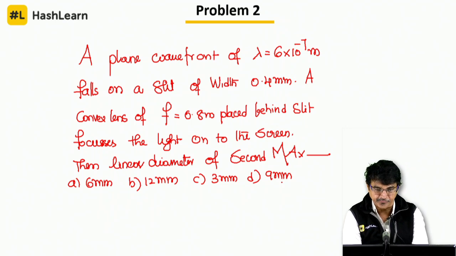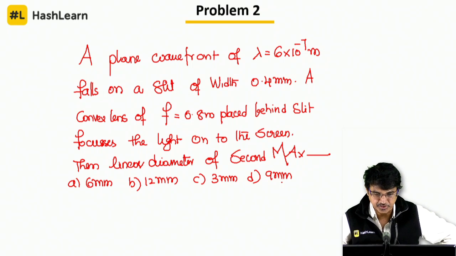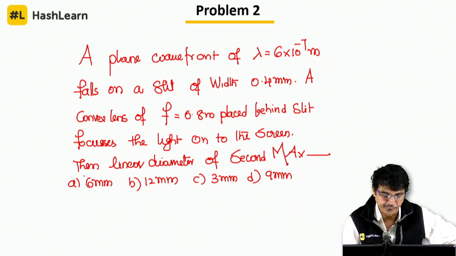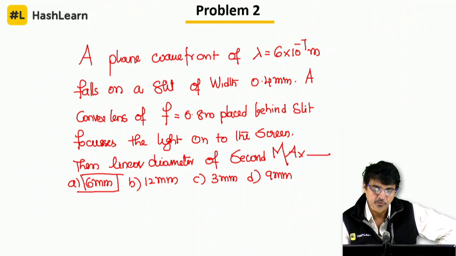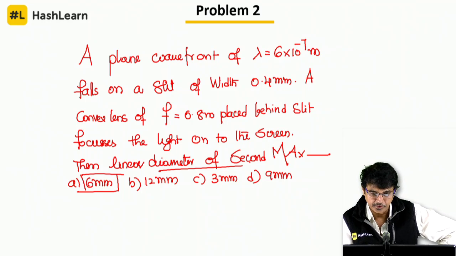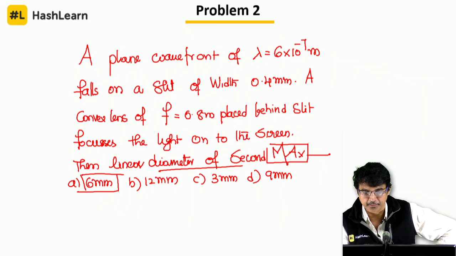already declared the answer as 6 mm. Fantastic, Radhika. Answer is 6 mm. That is the linear diameter of the second max. Second max linear diameter is equal to 6 mm. Radhika declared her answer as A.